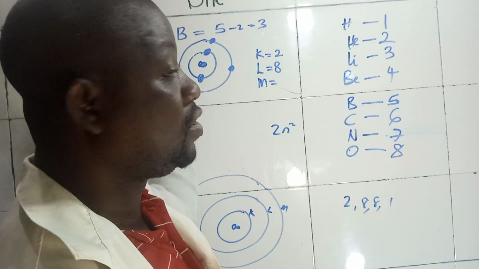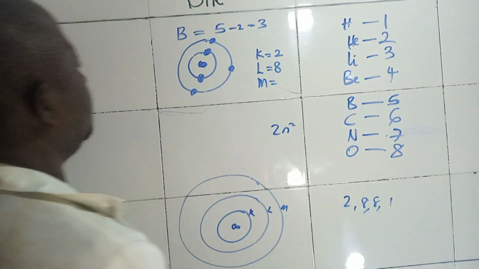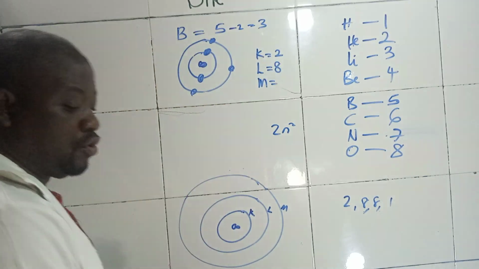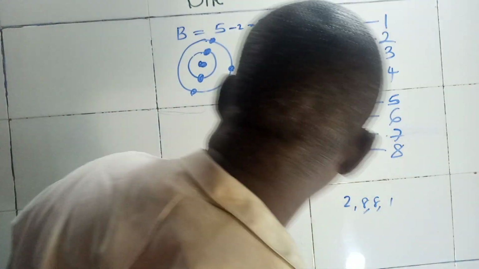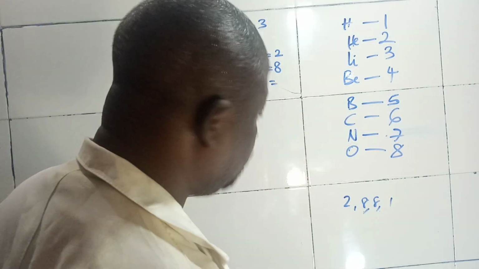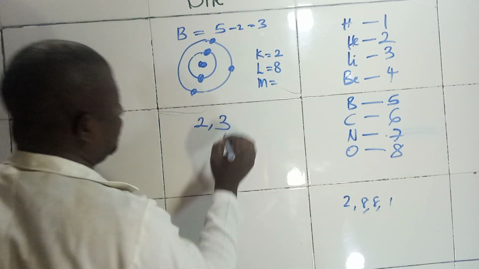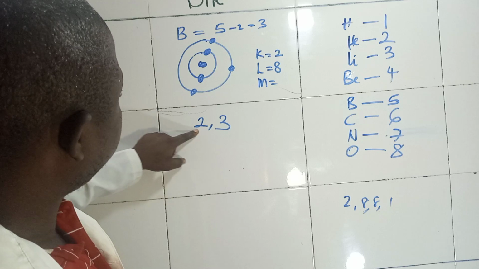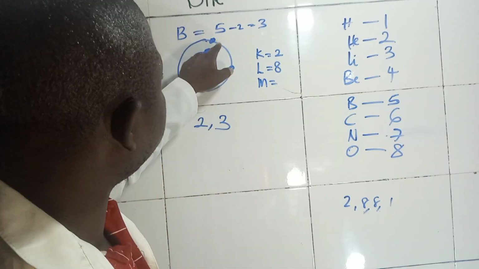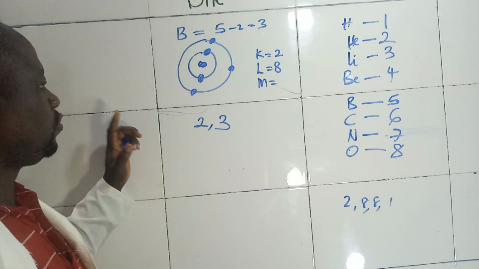Although that's what brought about the orbital arrangement of electrons, I will teach that in a very short while. So we have boron. This is now the electronic configuration of boron: 2, 3, meaning the first 2 electrons will be in the K shell, then the remaining 3 electrons will be in the L shell. I want to believe that is very clear.